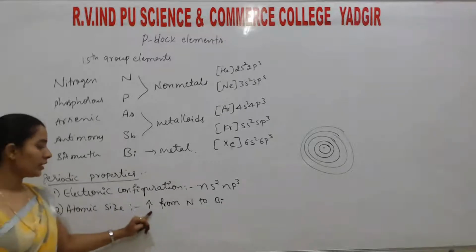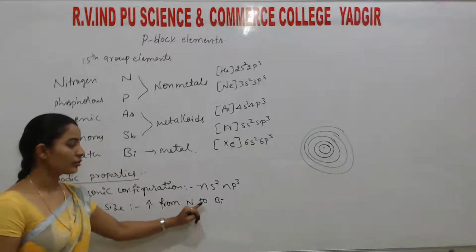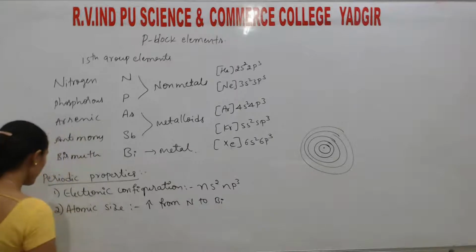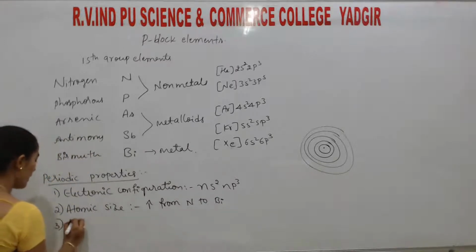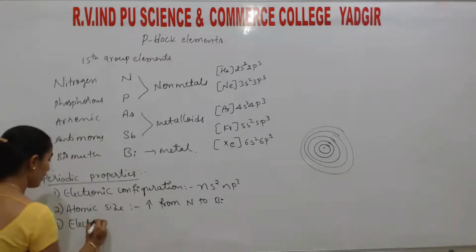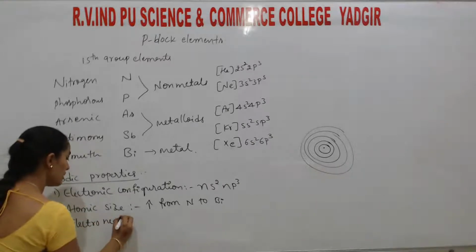Atomic size increases from nitrogen to bismuth. Next, the third one is electronegativity.